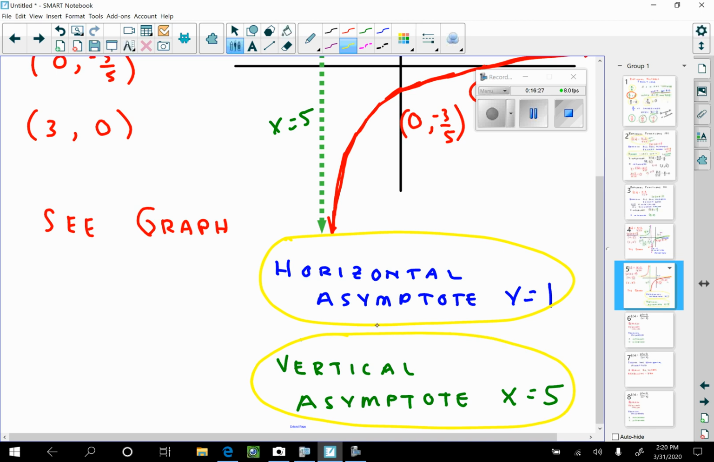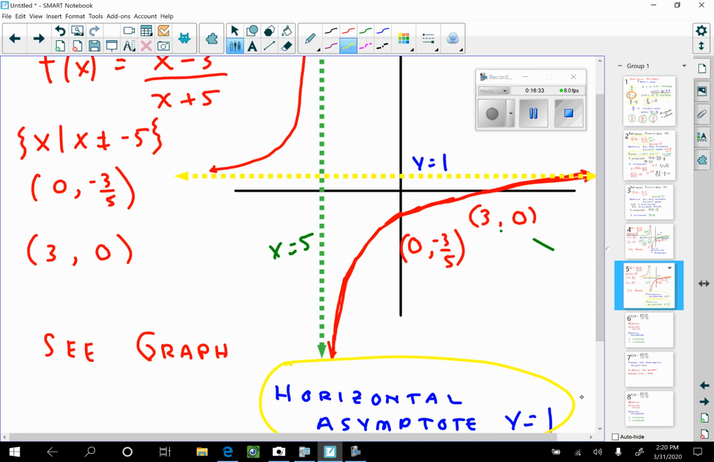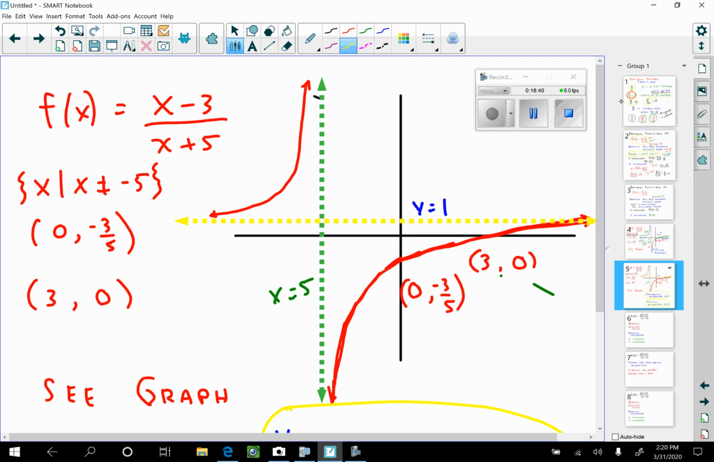The vertical asymptote happens at the excluded values, and the horizontal asymptote is what the function approaches as x approaches a big number.